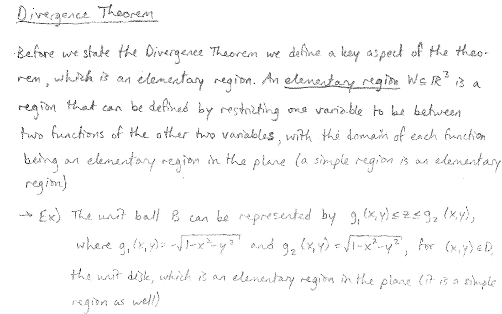So before we state the divergence theorem, we have to talk about a key aspect of this theorem, and specifically the hypotheses of this theorem, which pertain to elementary regions. What the heck is an elementary region? If you have some region W that's a subset of R3, it's an elementary region if it can be defined by restricting one variable to be bounded by two functions of the other two variables.